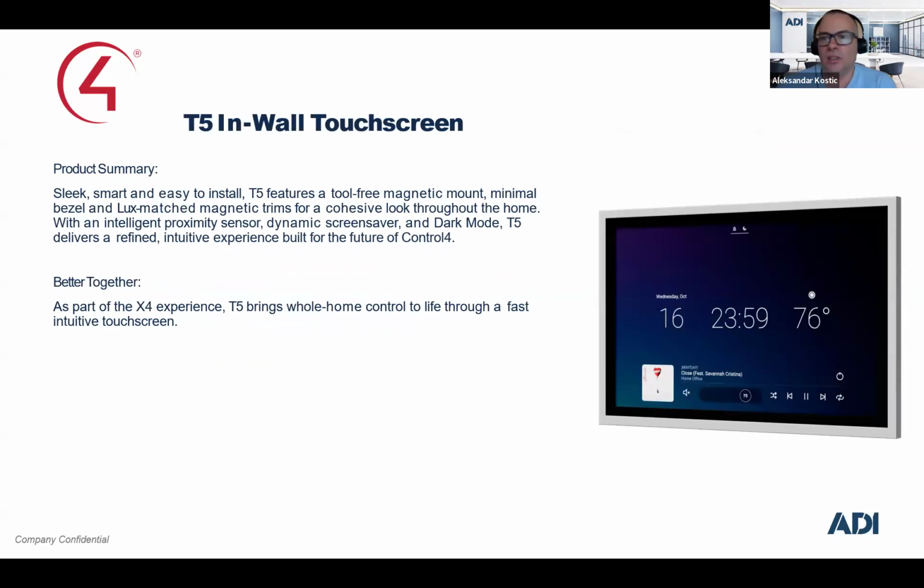Hardware-wise, the biggest news at ISE was the announcement of the T5 touchscreen. T5 touchscreens represent the next generation compared to T4, and they are available as early access, like pre-order, only in the in-wall version. Tabletop will be available later. So at the moment, only in-wall is available, in 8-inch and 11-inch sizes. So we have two main models.